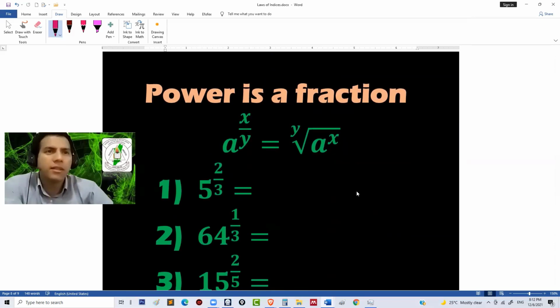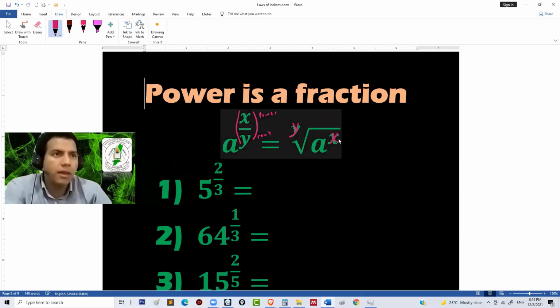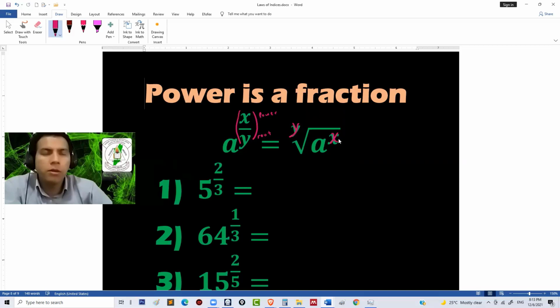Now, what about when the power is a fraction? Well, very important: this fraction here, that's the power. The x represents the power. The y represents the root. So we write the root outside and we write the power inside. The top number goes inside and the bottom number goes outside.